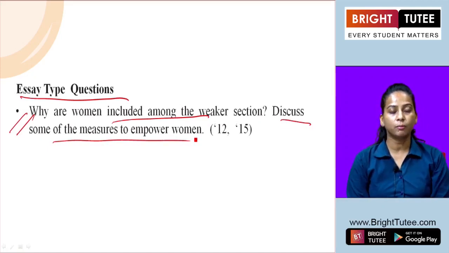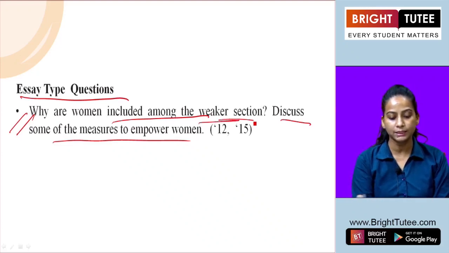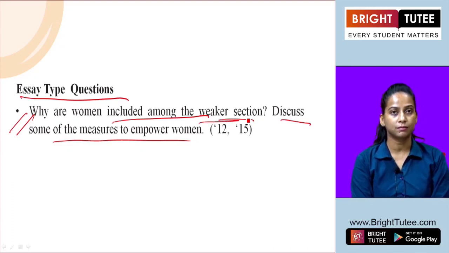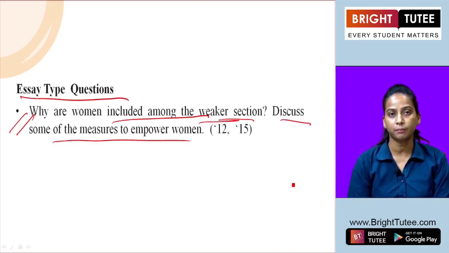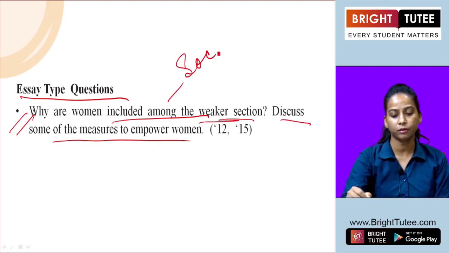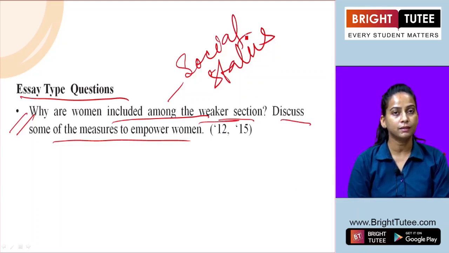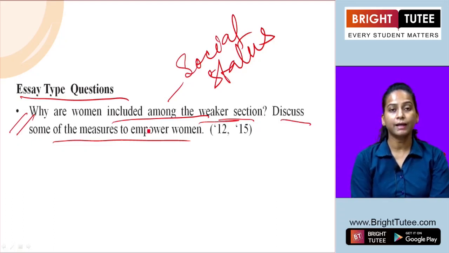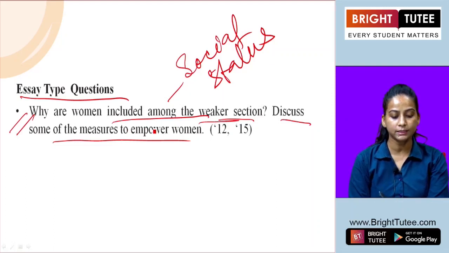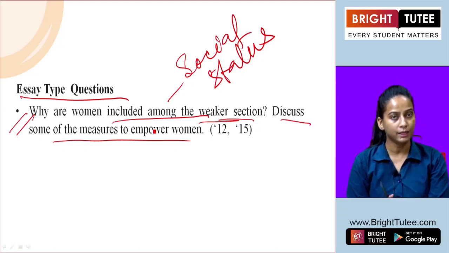So, if we talk about why women are included in the weaker section, we can mention this is because of their social status that is very low as compared to the men. So, here we can mention about the social status of the women which is lower as compared to the men status in the society. Besides that, women are considered to be inferior than men, and they suffer from various sorts of discrimination at different levels.